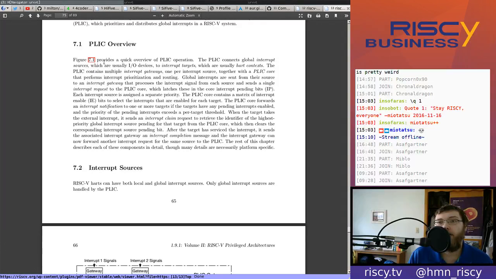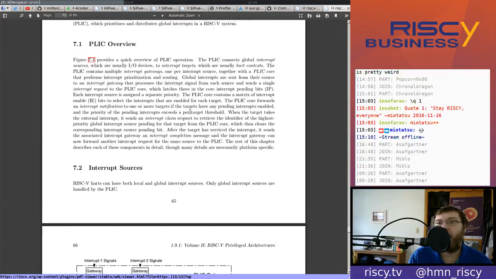So, PLIC overview. The PLIC connects global interrupt sources, which are usually I/O devices, to interrupt targets, which are usually Hart contexts. The PLIC contains multiple interrupt gateways, one per interrupt source, together with a PLIC core that performs interrupt prioritization and routing. Global interrupts are sent from their source to an interrupt gateway that processes the interrupt signal from each source and sends a single interrupt request to the PLIC core, which latches these in the core interrupt pending bits.